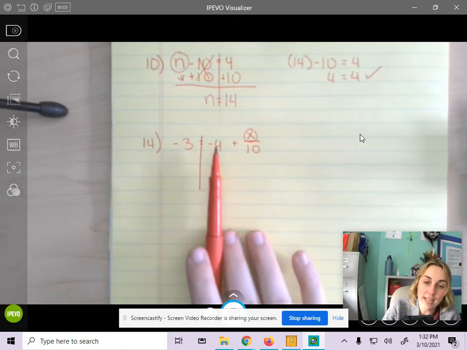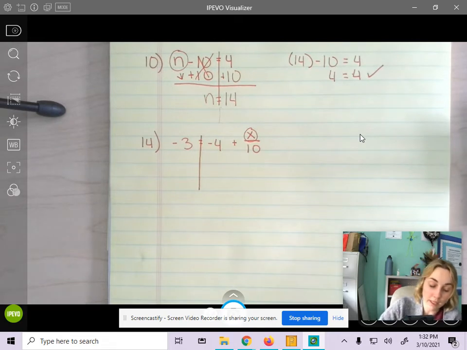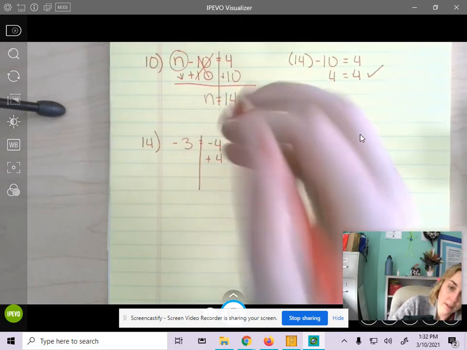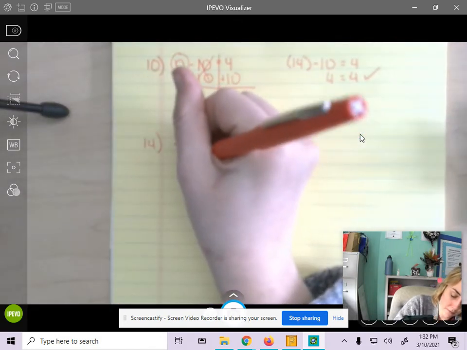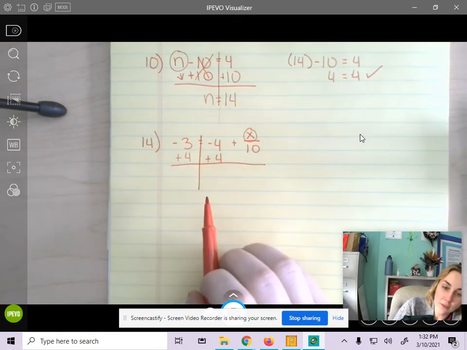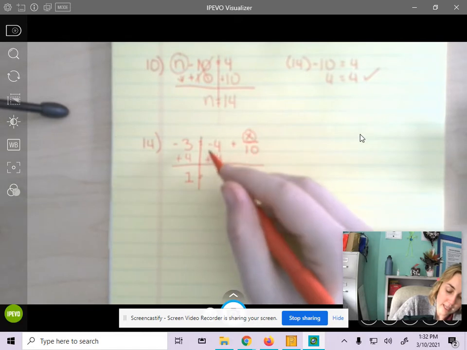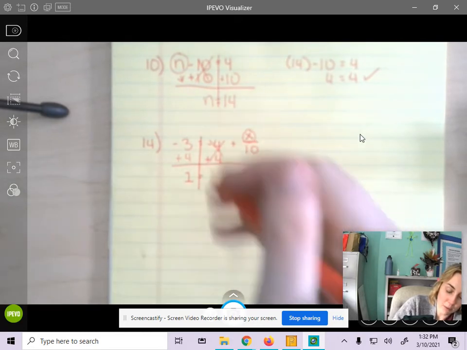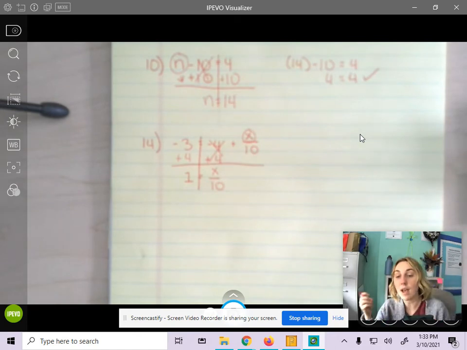So to get rid of a negative 4, we have to use its opposite. And the opposite of negative 4 is positive 4. And if you do it on one side of the balance beam, you have to do it on the other side as well. All right. So now what we have is negative 3 plus 4. Well, negative 3 plus 4 is going to give us 1. Again, these cancel out, and we can bring down what we have left over, which is x over 10.